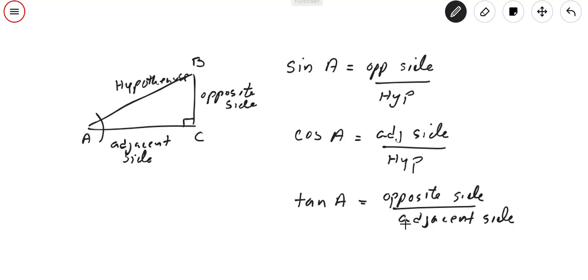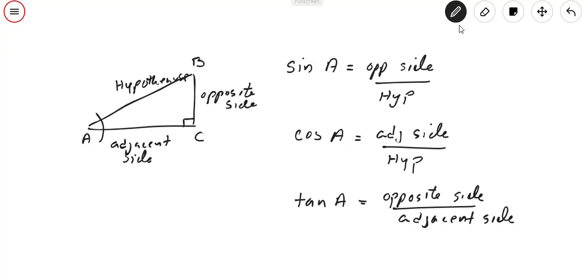Those are not the only trigonometric ratios that exist. We have other trigonometric ratios like the secant, the cosecant, and the cotangent. So there are more trigonometric ratios, but we're going to work in this case with these trigonometric ratios only.